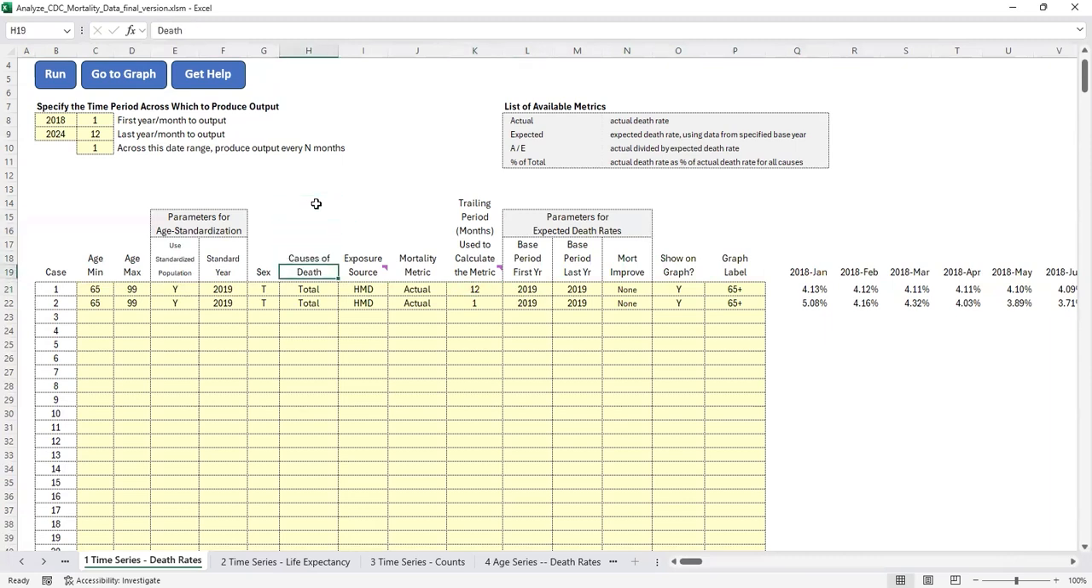So we could pool 3 months together, 6 months together, 12 months together. I'm going to set this first parameter to 12. The second parameter I'll set to 1. And so in this case, every output is simply a single month's worth of data. So for January 2018, we'd be looking at deaths in that month, and we'd be comparing those deaths to exposure in that month.